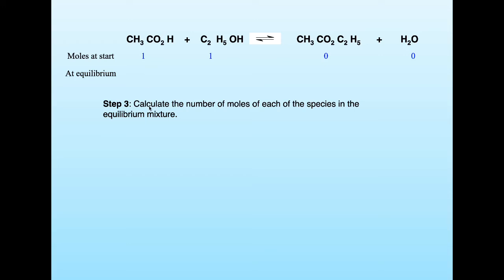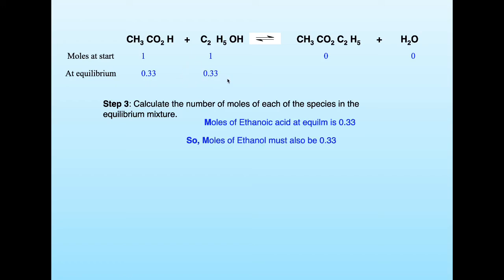So step 3 is you have to calculate the number of moles of each of the species at equilibrium. We know the first one. We know that we've got 0.33 moles of the acid. So have a go at calculating the other equilibrium amounts. So yes, you've probably worked out that we've got 0.33 moles of the alcohol, because obviously the same amount has reacted, the same amount has been left over.